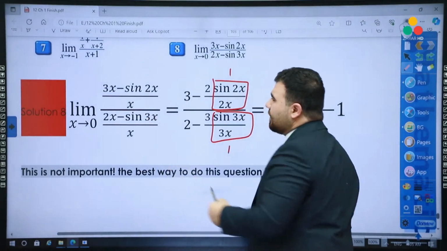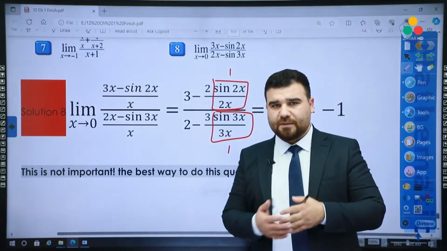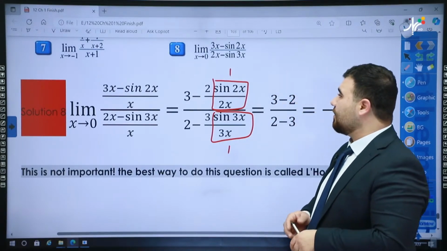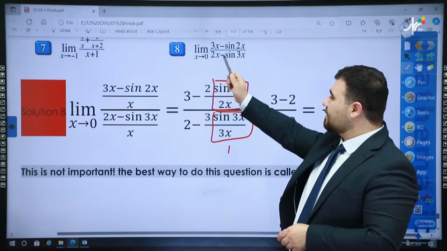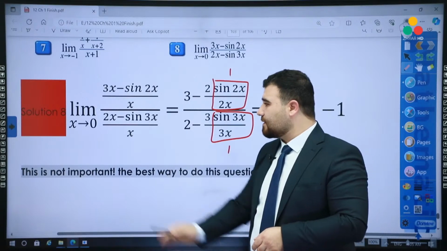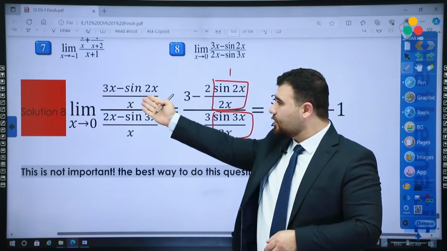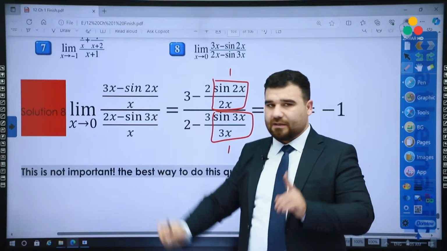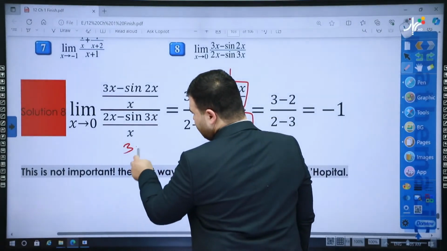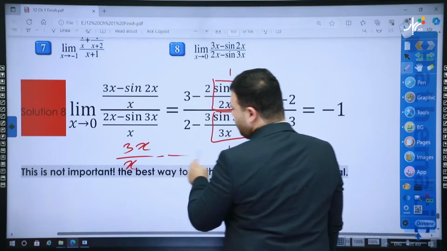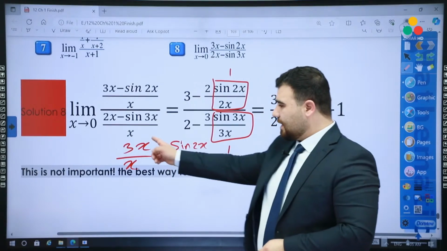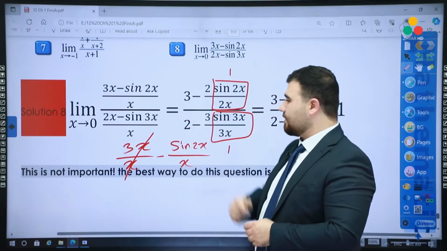Here, what happened, when the function has the limit as 0 over 0, we can divide up and down by the highest power of x. Here, the highest power of x is 1. So we divided up by x and we divided down by x. How, you might wonder, how this became this? Since it's one denominator, we can separate the fractions. It will be like 3x over x minus sine 2x over x. X cancels x, only 3 is remaining.